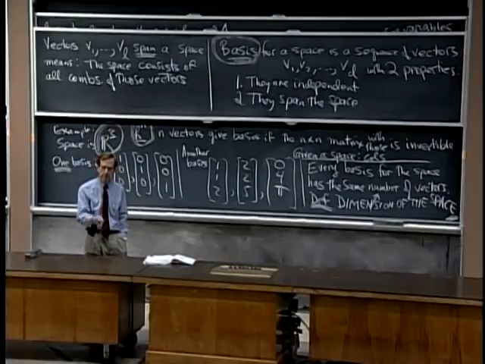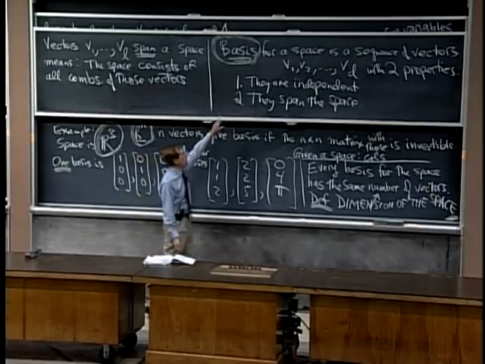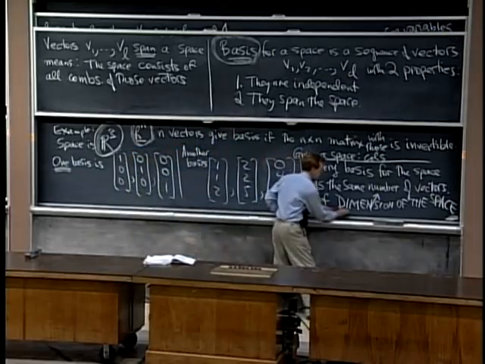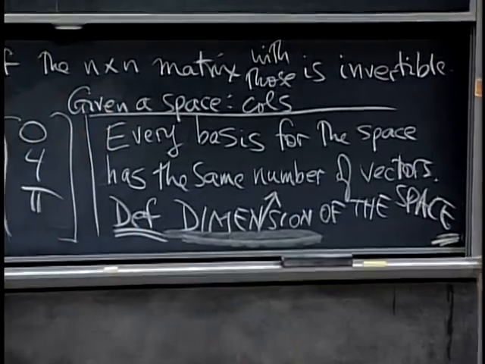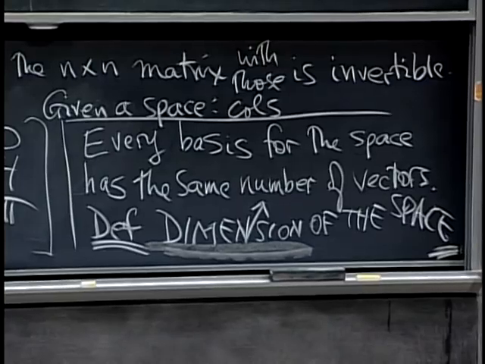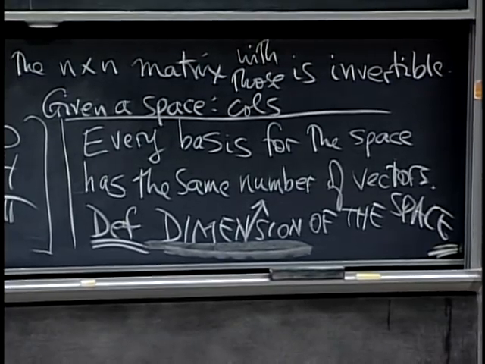Independence, that looks at combinations not being 0. Spanning, that looks at all the combinations. Basis, that's the one that combines independence and spanning. And now we've got the idea of the dimension of a space. It's the number of vectors in any basis, because all bases have the same number. Okay, let's take examples.